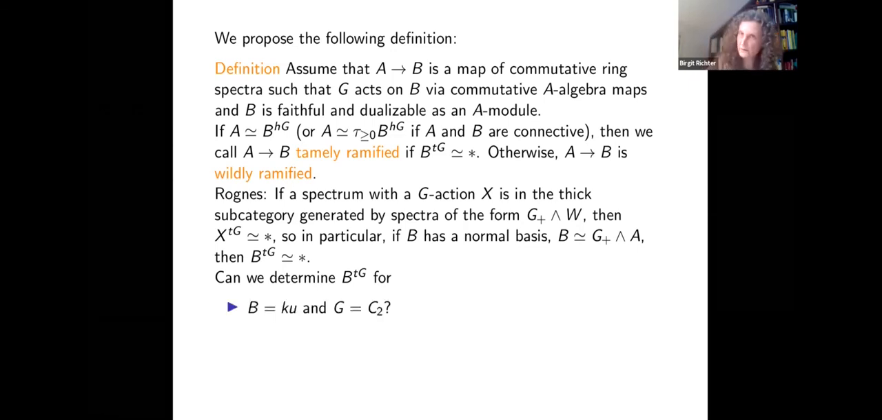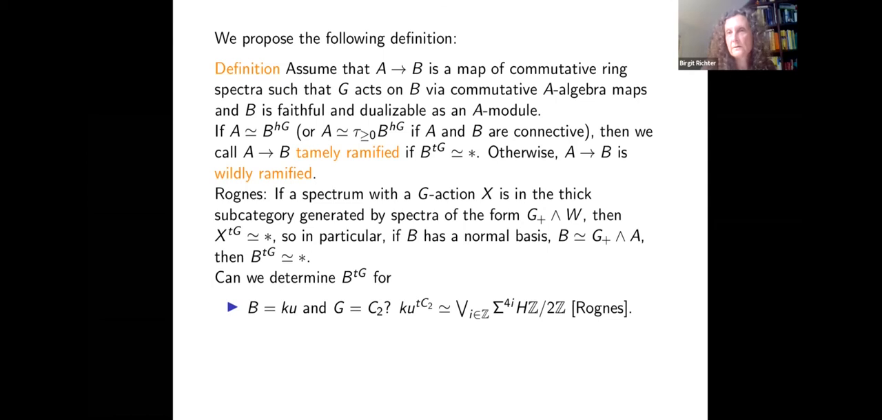The first test case would be mapping real vector bundles to complex ones, where the complex conjugation action gives you a C2 Galois extension. Then we took connective covers, which still have a C2 action. What happens there? This is an old calculation. I learned this from John Rognes, but I'm not sure who actually did this first. If you take the Tate construction there, you get a bunch of Z mod 2s, and this is periodic with period 4.